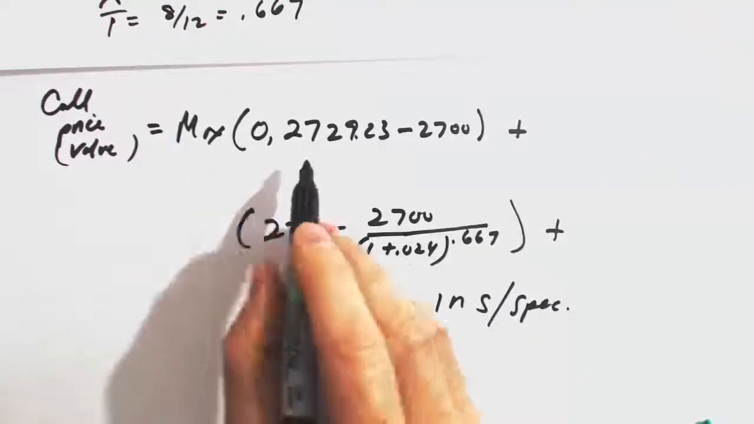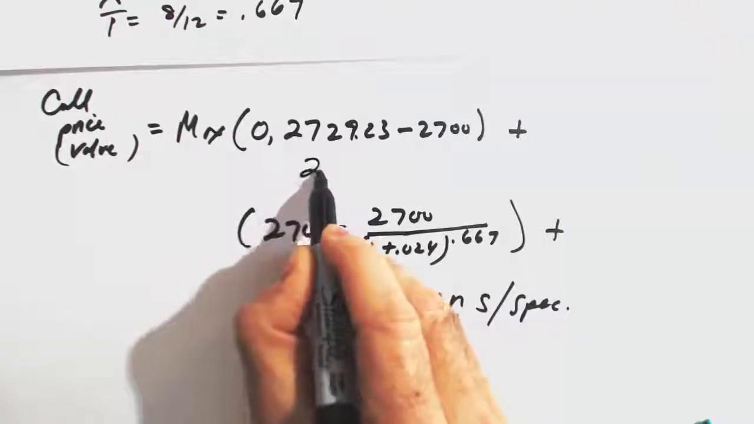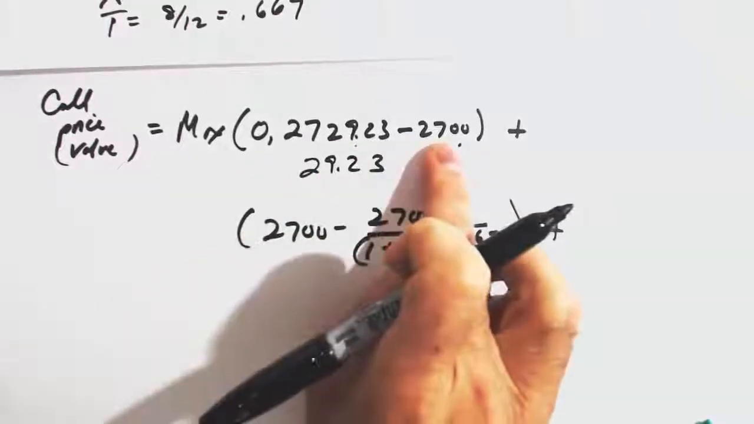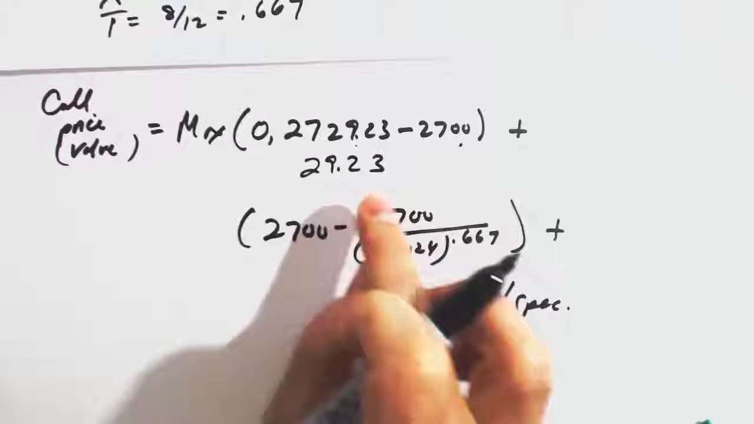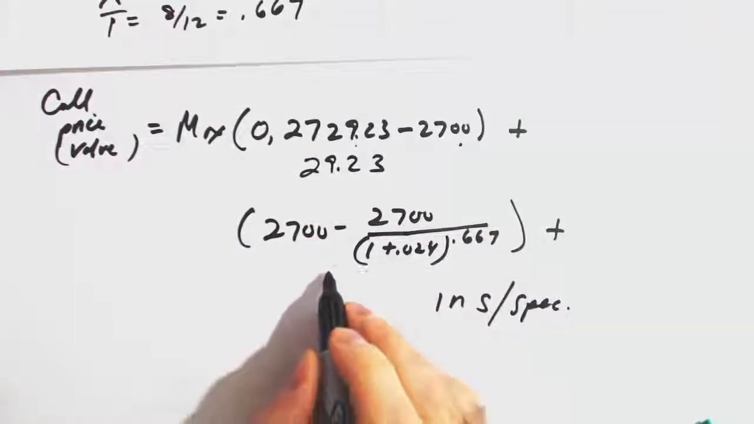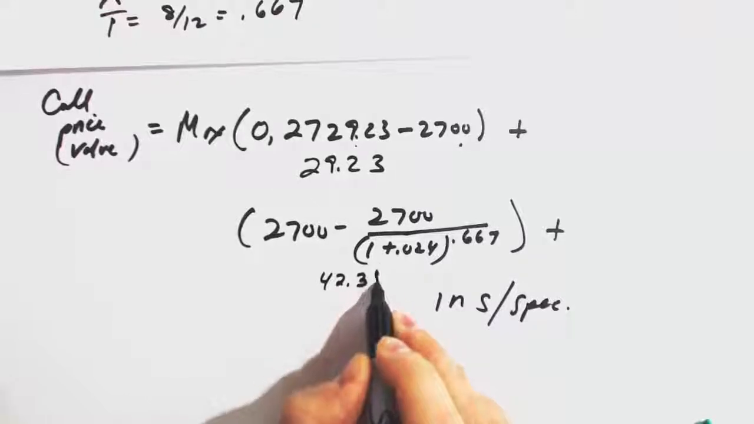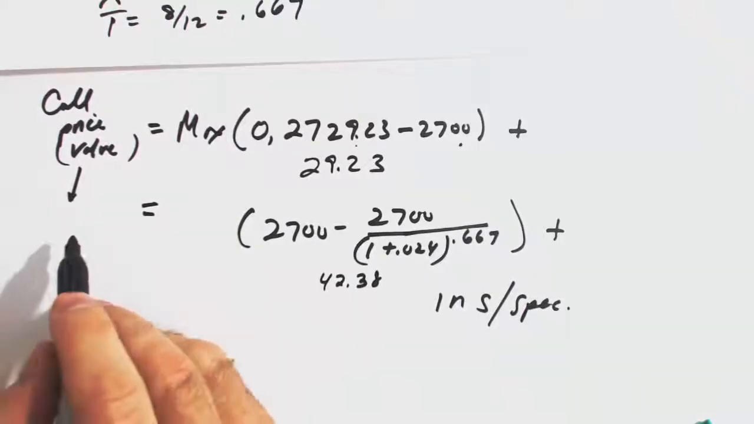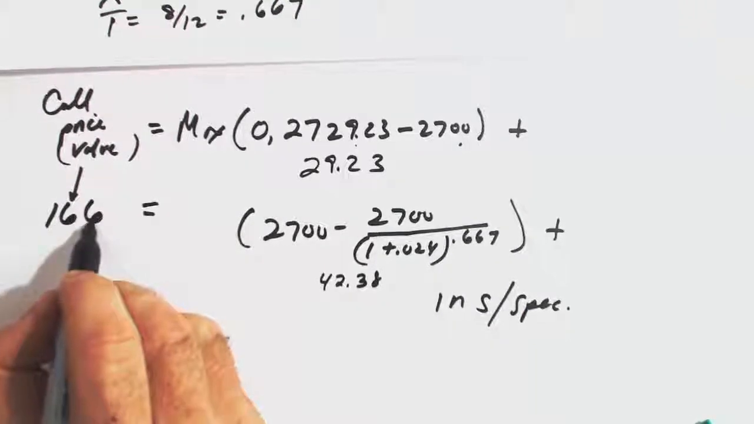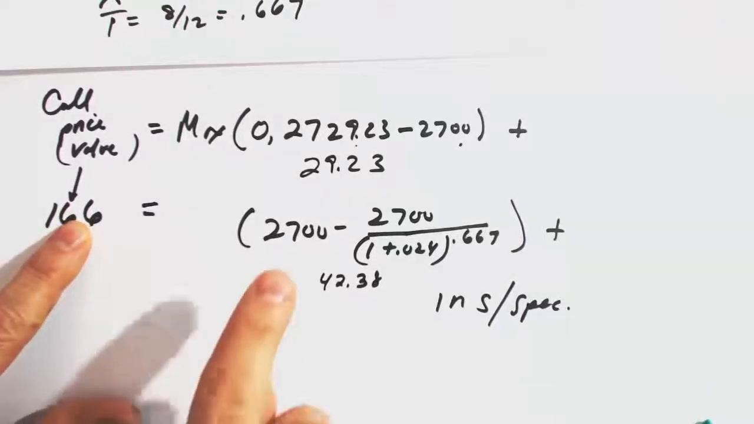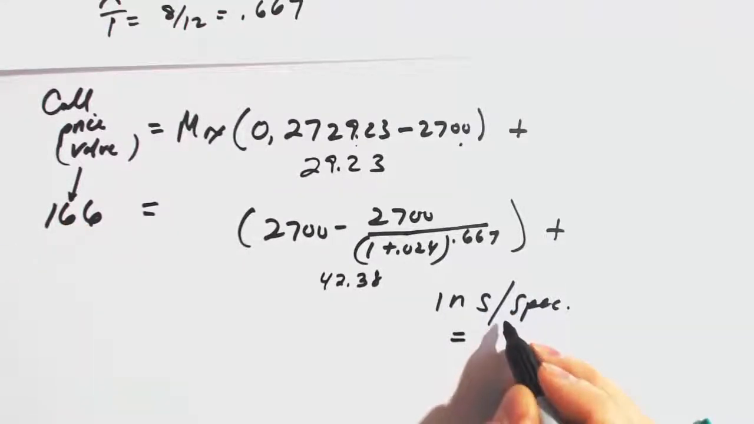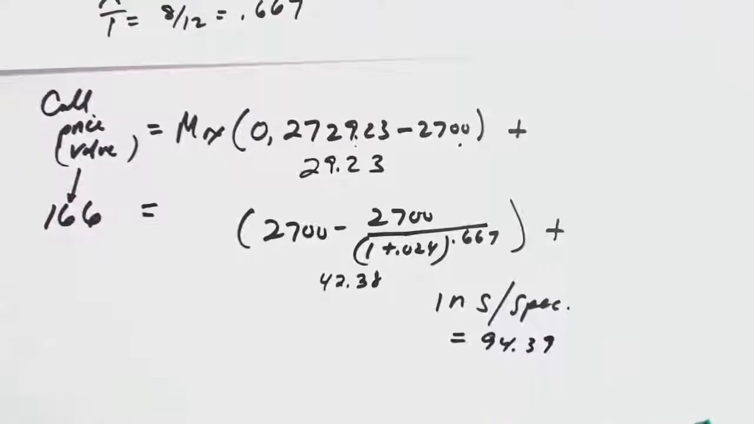Okay, so the intrinsic value here is worth 29.23. The difference between these two prices, between S and X, because the option's in the money, is worth 29.23. Pure time value is worth $42.38. If you recall, this value from chapter 2 was worth $166. So you take $166, subtract the 29, subtract the 42, and back into what this number is, speculative insurance value, and that's $94.93. So that's how you back out the components.